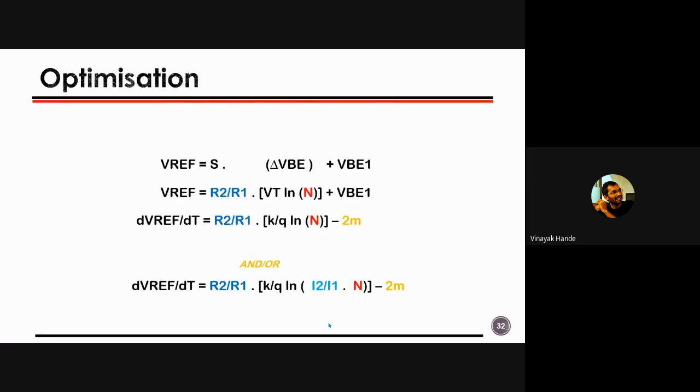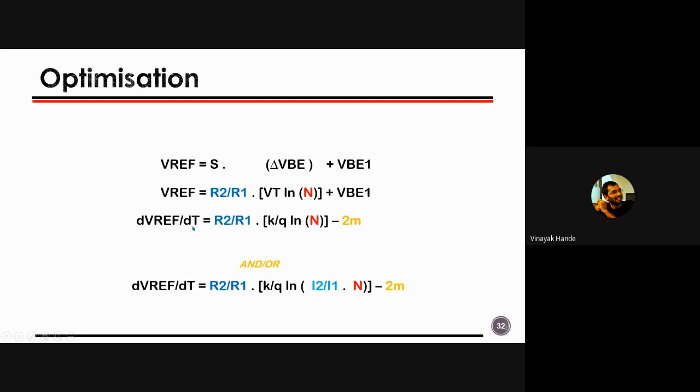Now coming back to the optimization, we have the reference voltage. Again, we are getting back to the fundamental equation, that is S times delta VBE plus VBE1, right? Then S we can replace by a resistor ratio, which I have mentioned here as R2 by R1, and delta VBE is nothing but VT ln N, where N is the ratio between these two transistors. We have studied this multiple times from yesterday to today, right?